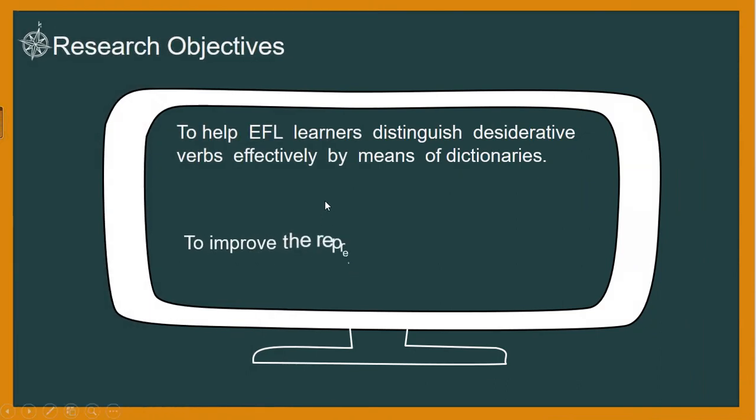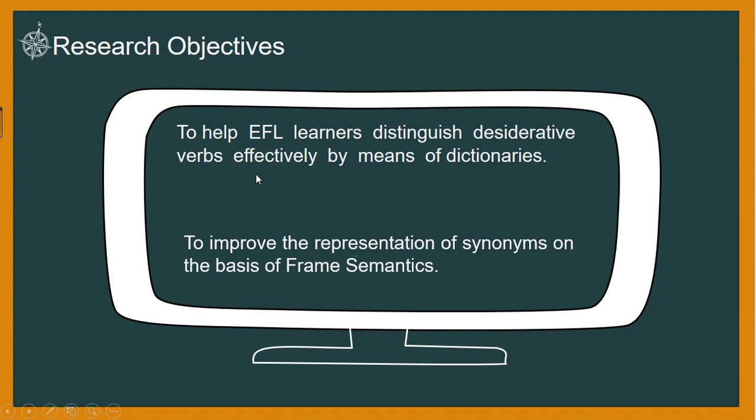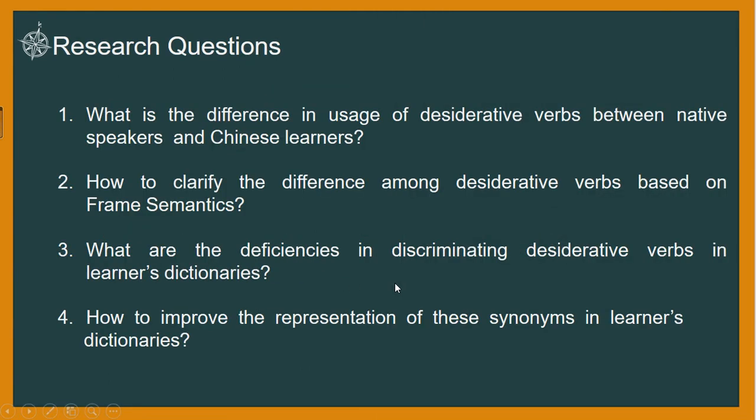And the research objectives include 2 aspects. They are helping EFL learners distinguish desiderative verbs effectively by means of dictionaries, and the other one is to improve the representation of synonyms on the basis of frame semantics.